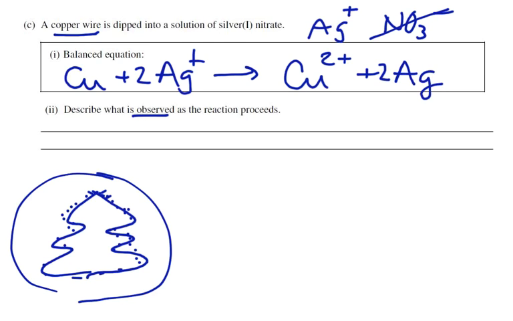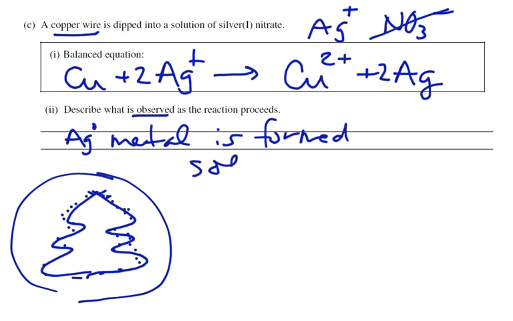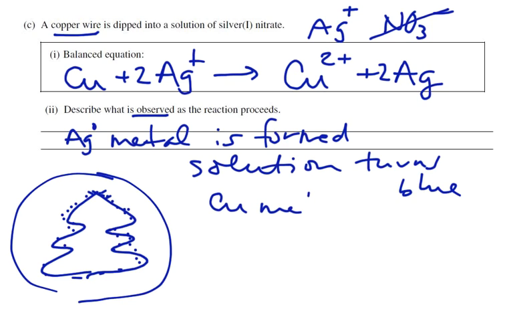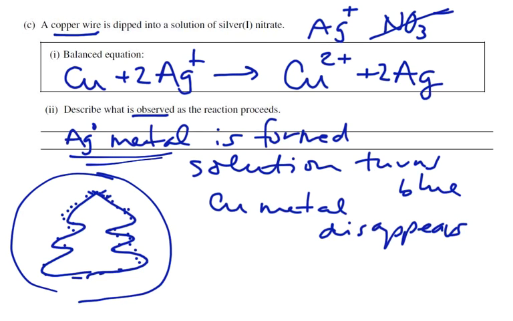So say what is observed. So we say, okay, that silver metal is formed. That would be nice. You can also say the solution turns blue. And you could also say that the copper metal disappears. Okay, all 3 of those things would be good, but the most obvious one is that some silver metal is formed.